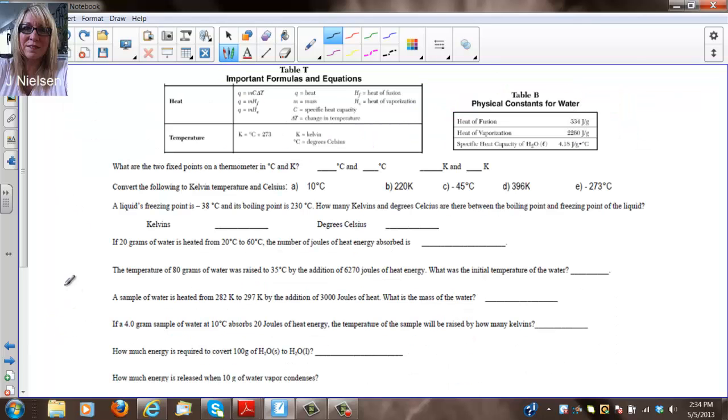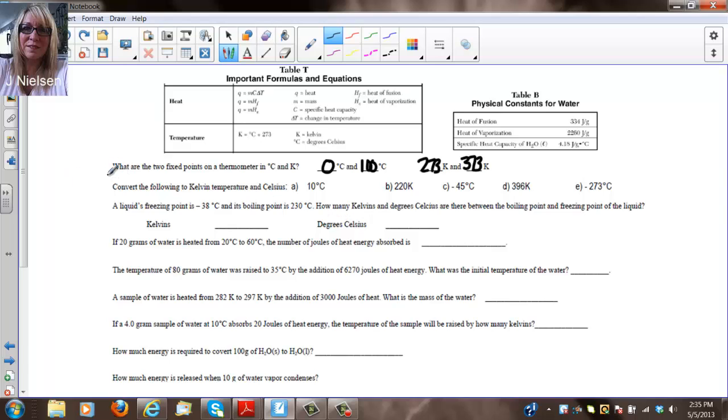Okay, this is the last section for today. This is a very long lesson. What are the two fixed points on a thermometer in Celsius and Kelvin? Well, freezing in Celsius is 0 degrees Celsius, and boiling is 100 degrees Celsius. And on the Kelvin scale, that would be 273 Kelvin and 373 Kelvin. Remember that the increments on the Celsius and the Kelvin scale are exactly the same, 1 degree.